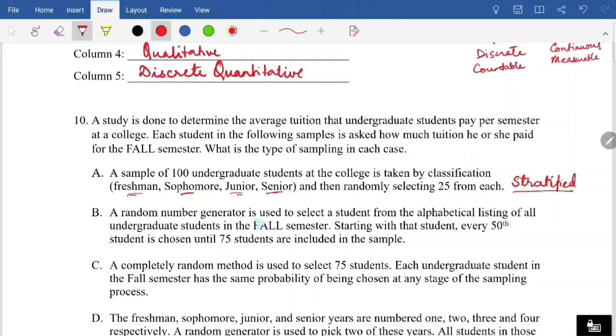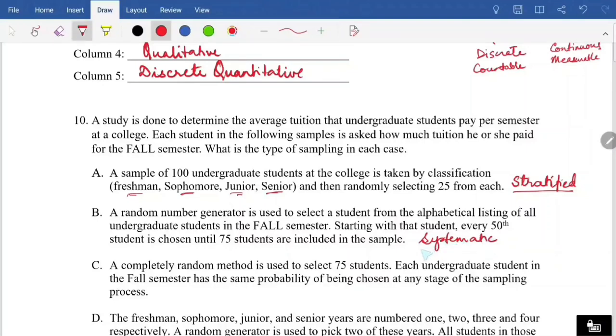It says a random number generator is used to select a student from the alphabetical listing of all undergraduate students in the fall semester. Starting with that student, every 50th student is chosen until 75 students are included in the sample. This is the systematic sampling method. All right, systematic. You start at a particular position, and then you pick every nth item or every nth student or every nth person, whatever you're working with.